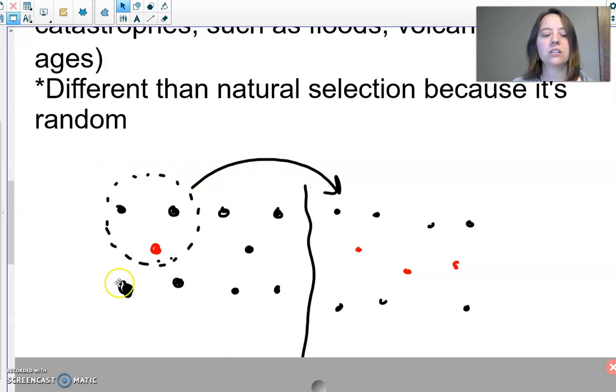The same thing would apply with the bottleneck effect. So let's say we have our 10 individuals again, and then there is a volcano, and it kills all of these individuals. And then as time goes by, these 3 individuals survived and they reproduced. And now instead of this making up 10% of the population, the allele frequency of this gene is 30% of the population. So evolution has occurred due to chance because this population was small.